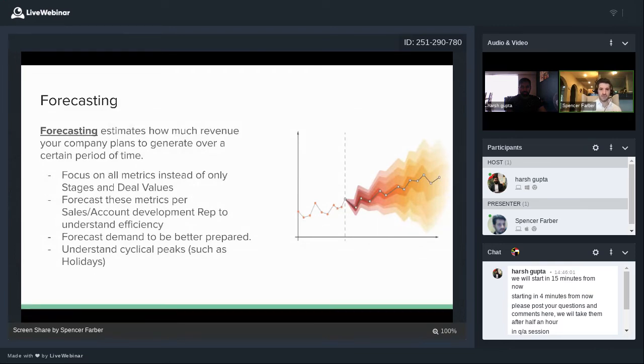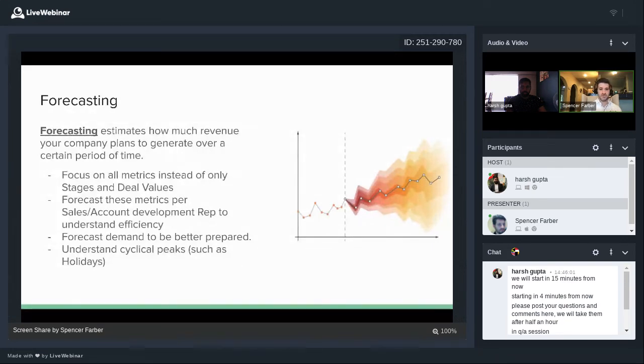Forecasting estimates how much revenue your company plans to generate over a certain period of time. What people are doing today, what we've seen, is they focus on just a few metrics, usually stages and deal values, things of that nature, instead of focusing on all metrics that use all your data, which is really important because you might be focusing on too narrow a scope and miss your forecast.